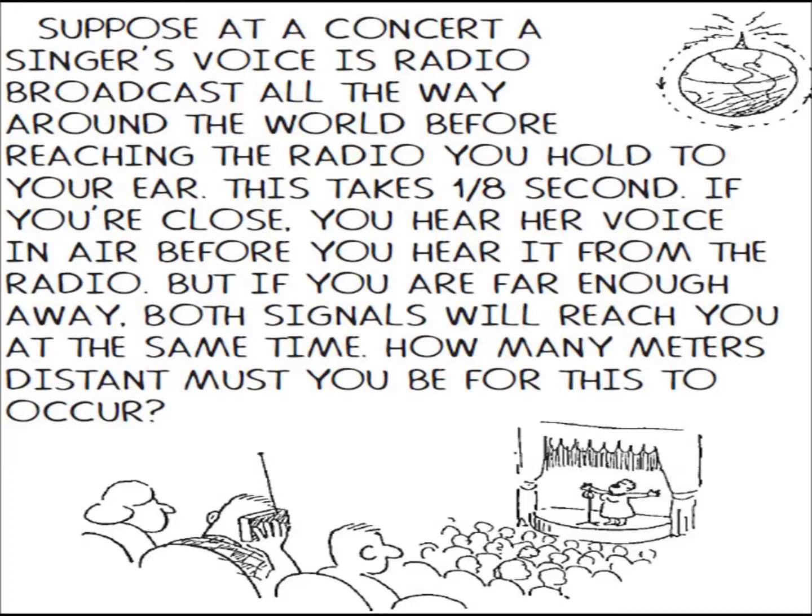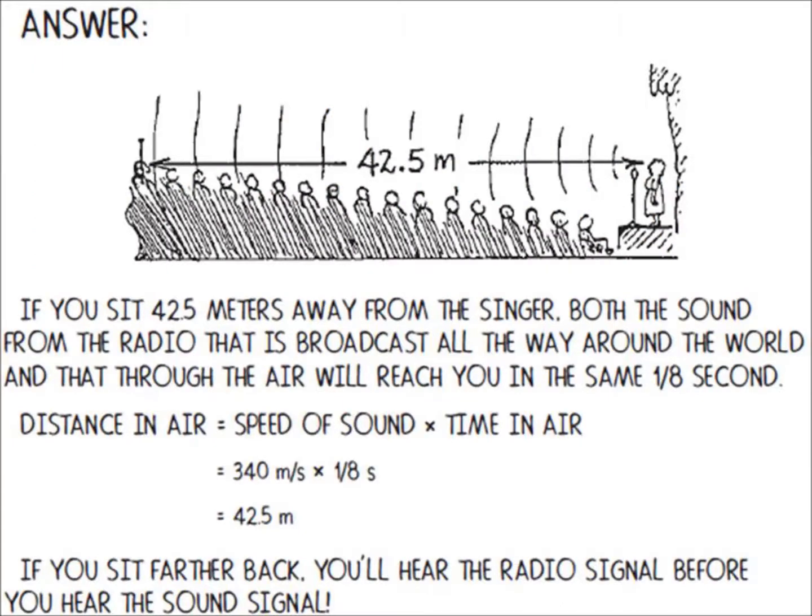So what we want to do is we say, well, if you sit 425 meters away from the singer, both the sound from the radio that is broadcast all the way around the world and that through the air will reach you in the same 1/8 second. Distance in the air equals speed of sound times time in the air. So 340 meters per second times 1/8 second is 400. Is going to be 42.5. My apologies.